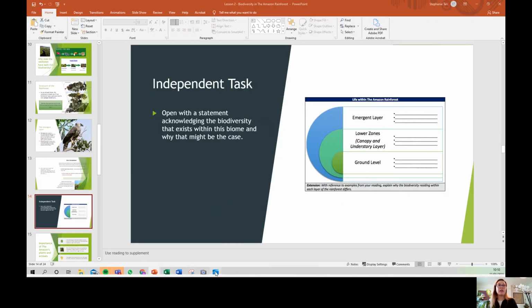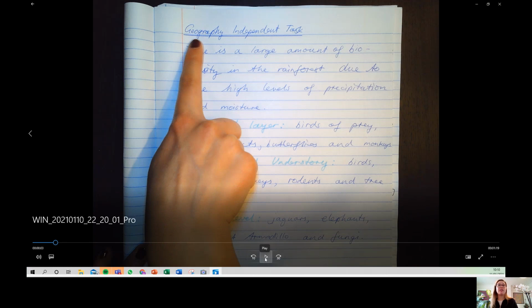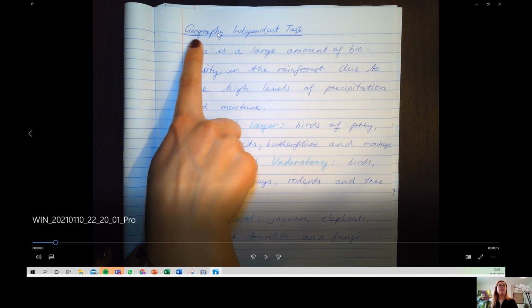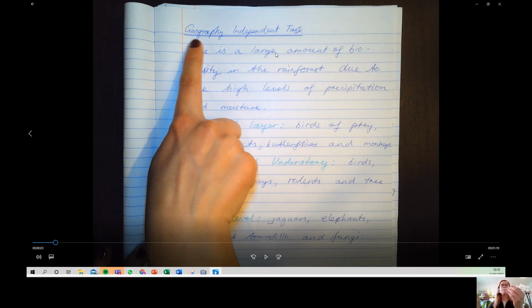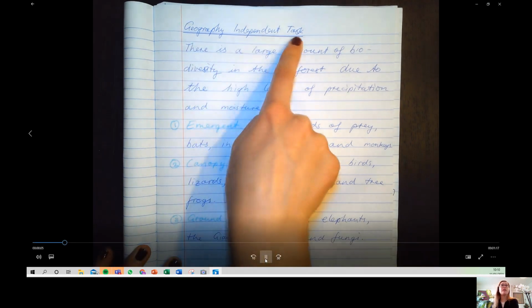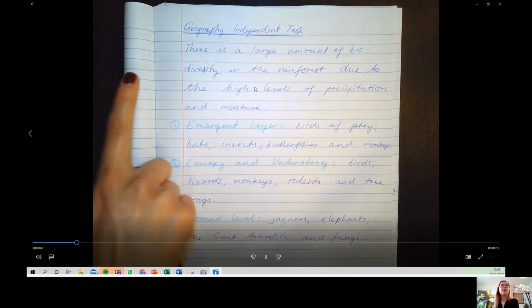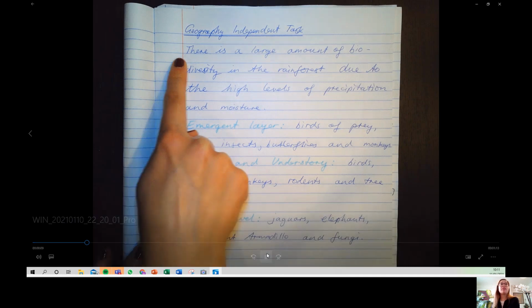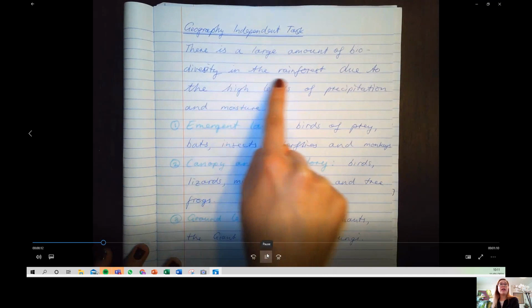So let me get this out. As you can see here, I have written my title, Geography Independent Task, underlined it with a ruler, and started it with an introductory sentence. So yours might be different, but this is mine. There is a large amount of biodiversity, or if I were to improve this now, I would probably describe it as there is a rich biodiversity in the Amazon rainforest due to the high levels of precipitation and moisture.